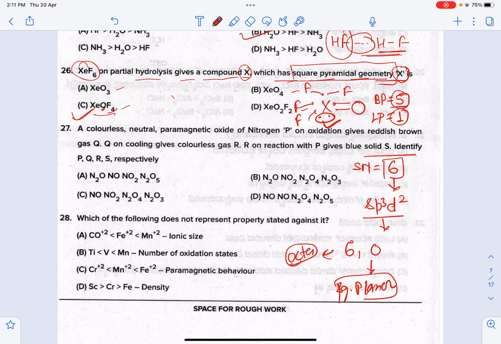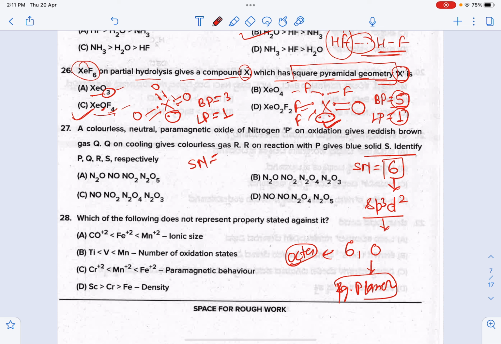Okay, now you can see that there is XeO3. Xenon has 8 electrons in its valence shell, and you can form the bond with oxygen, that is 1 oxygen. Oxygen forms 2 double bonds, that is 3 oxygen. Okay, and there will be one lone pair of electrons. Now here bond pair is 3 and lone pair is only 1.